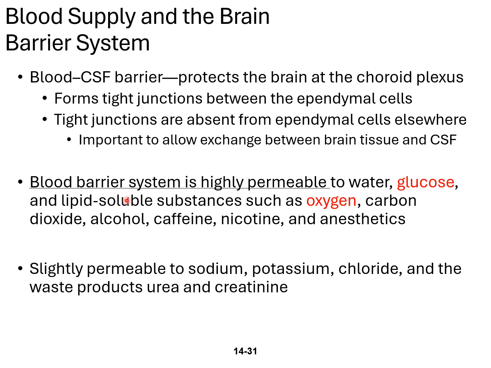And the blood-brain barrier is highly permeable to water, glucose, and oxygen. But if you think about it, glucose and oxygen are the 2 main ones that you want to keep going into the brain because they're the ones they're going to need for ATP. It's going to be slightly permeable to sodium, potassium, chloride, and waste products. They want to keep them out.